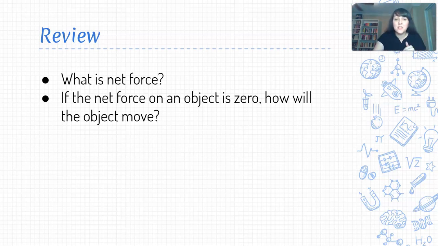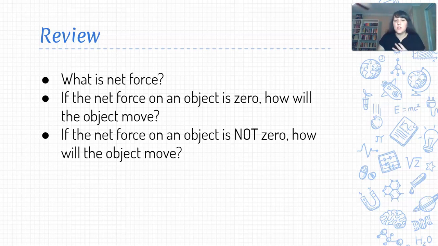Last review question, if the net force on an object is not zero, how will the object move? As we've been establishing here, forces cause acceleration. That's the whole goal of a force, is to change the motion of an object. And so if the net force is not zero, the motion is going to change, or in other words, our object will accelerate in the direction of that net force.